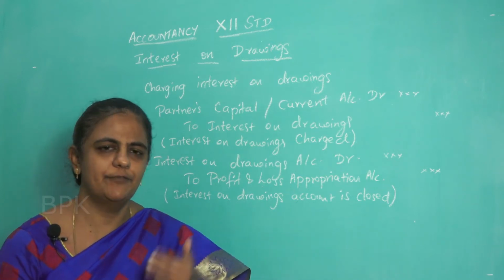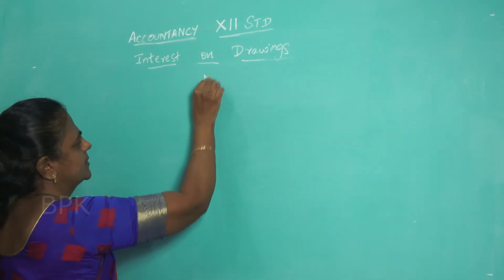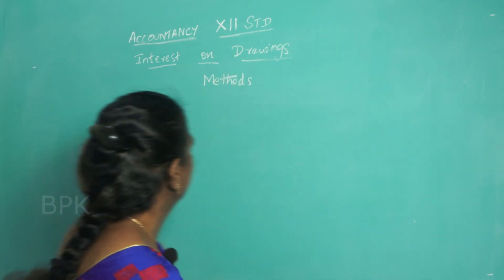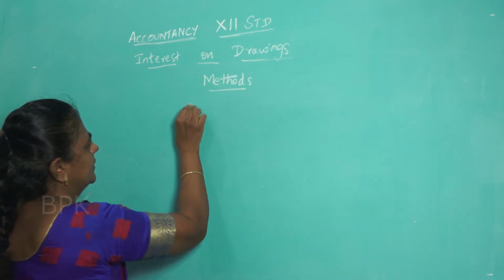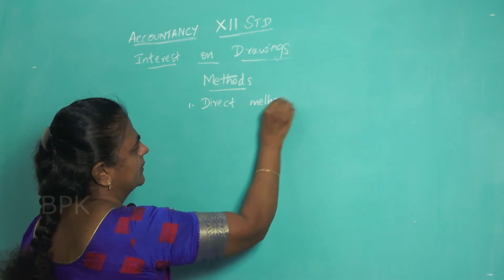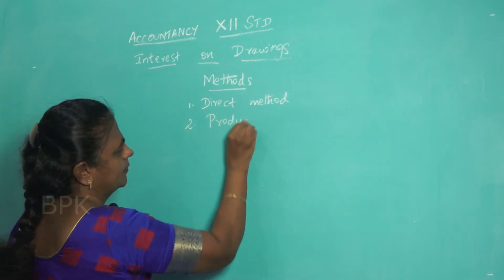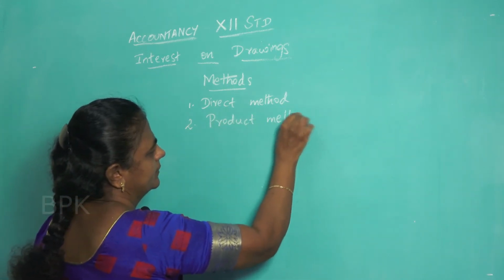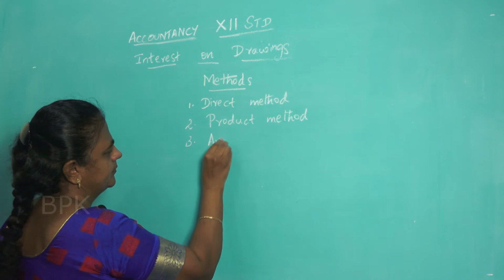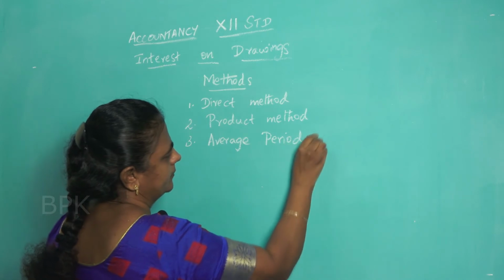Now, we will see the different methods. What are the methods followed to calculate interest on drawings? Methods for calculating interest on drawings. Number 1, direct method. Then product method, then average period method.